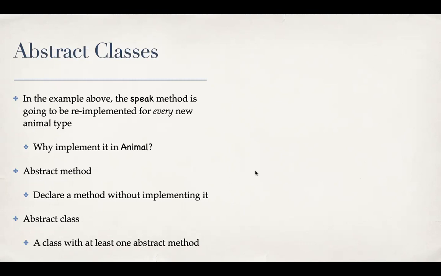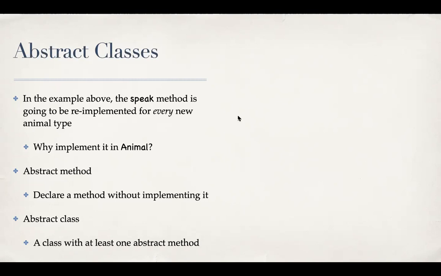A way to solve this problem is using the abstract methods. An abstract method is simply a declaration of a method without having an implementation. And then an abstract class is a class with at least one abstract method. And as you can perhaps imagine, an abstract class cannot be instantiated.